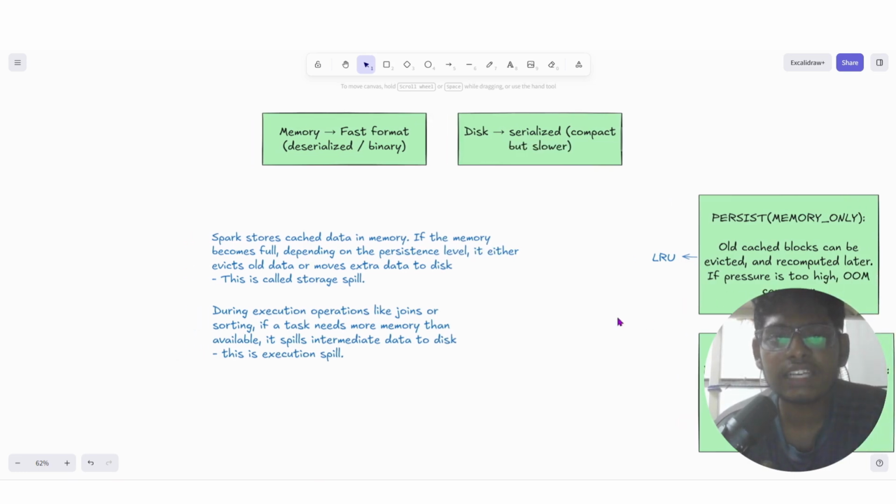Spark stores cached data in memory. If the memory becomes full, it either evicts the old data or moves the data to disk, which means it spills the data to disk. This is called a storage spill.